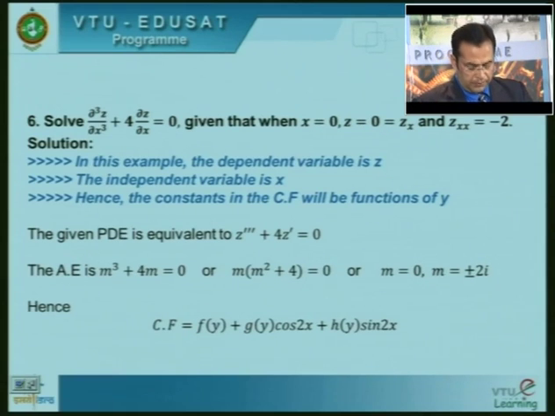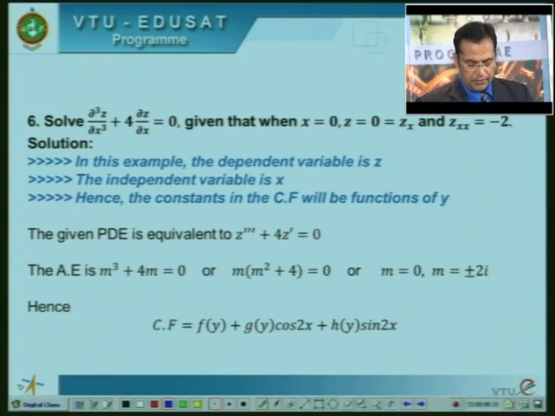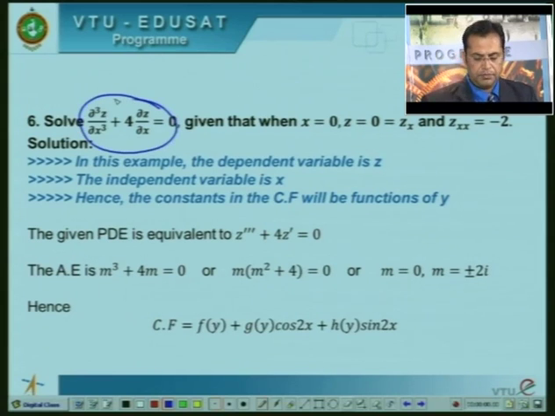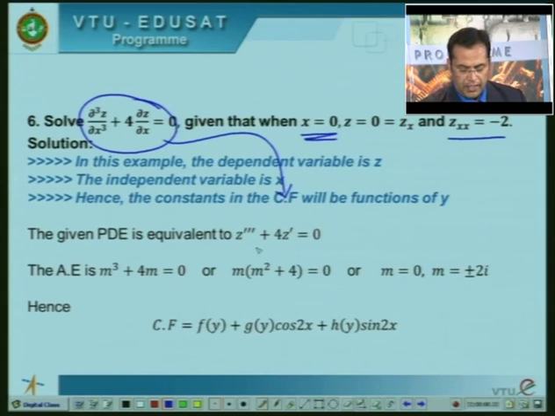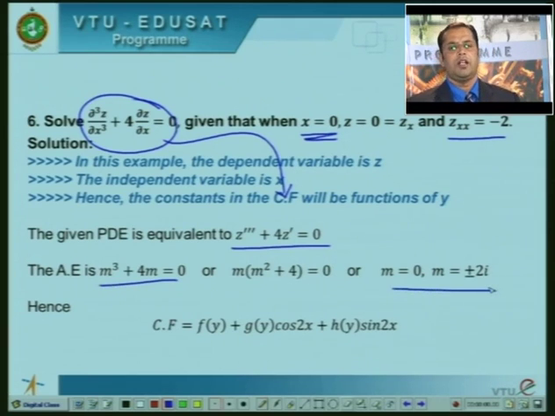One more example. In this example, observe that you have the third order partial derivative dou cube z by dou x cube plus 4 dou z by dou x equal to 0. Given when x is 0, z is 0, z x is also 0, and z double x is equal to minus 2. The equivalent of this PDE is z triple dash plus 4 z dash equal to 0. So, the auxiliary equation is m cube plus 4m, which is m into m square plus 4 equal to 0, or m equal to 0 and plus or minus 2i.